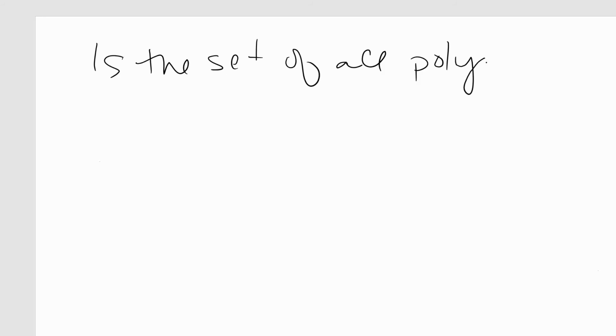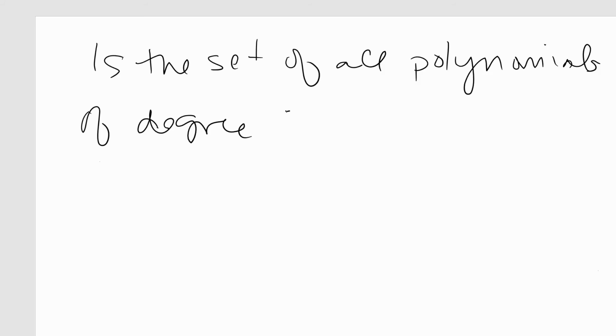We're going to finish up section 4.2 by doing two more problems. All right, so our first one is: is the set of all polynomials of degree 2 or less a vector space?